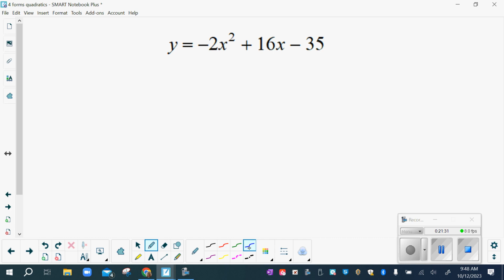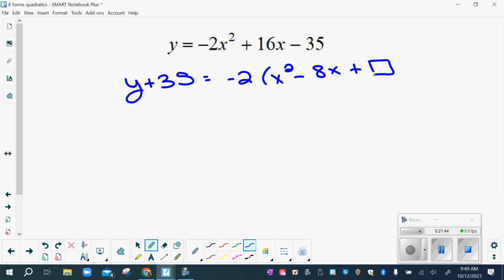Okay, you guys tell me how I do. I'm just gonna walk through it. -2 comes out. I'm gonna do x squared minus 8x plus box. Cut in half is 4, 4 squared is 16, but I gotta remember the -2, so minus 32.